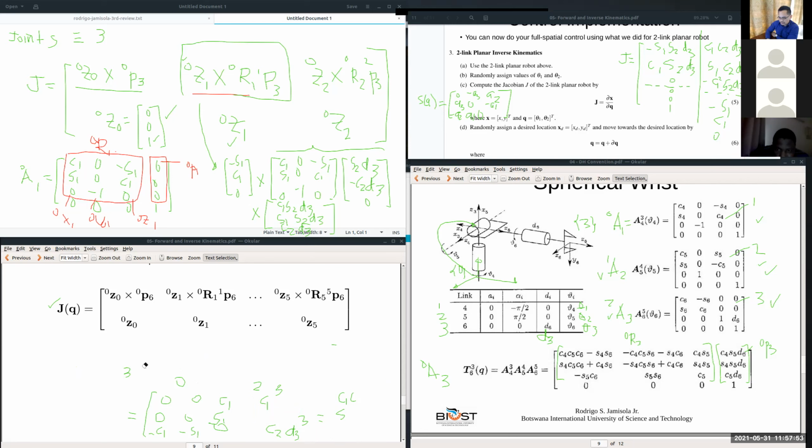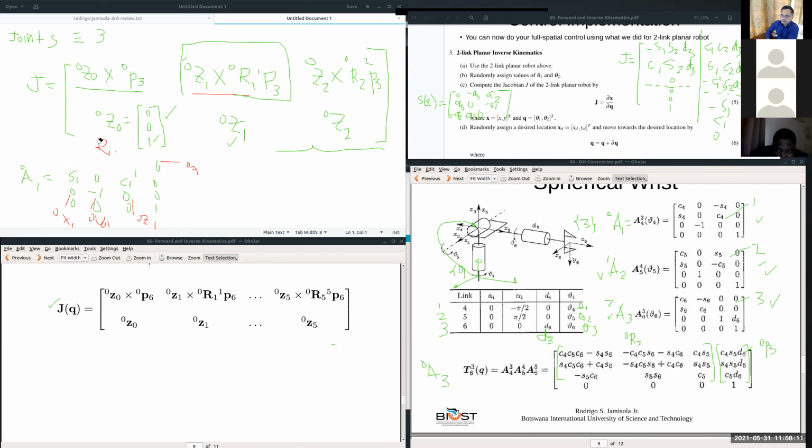Any questions? So that's how it is. It's just purely substitution of all the terms and looking for how these terms are computed using the transformation matrices. So let's just remove this because we are done with that.